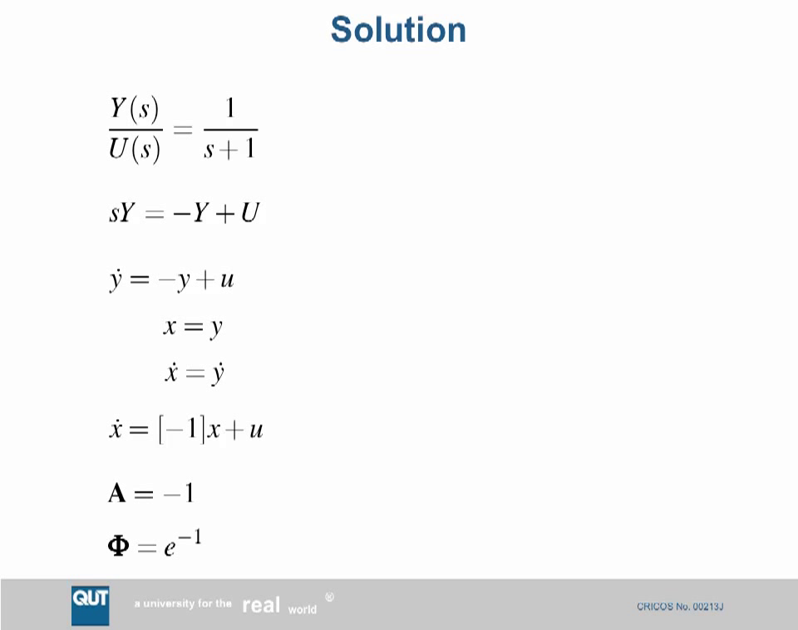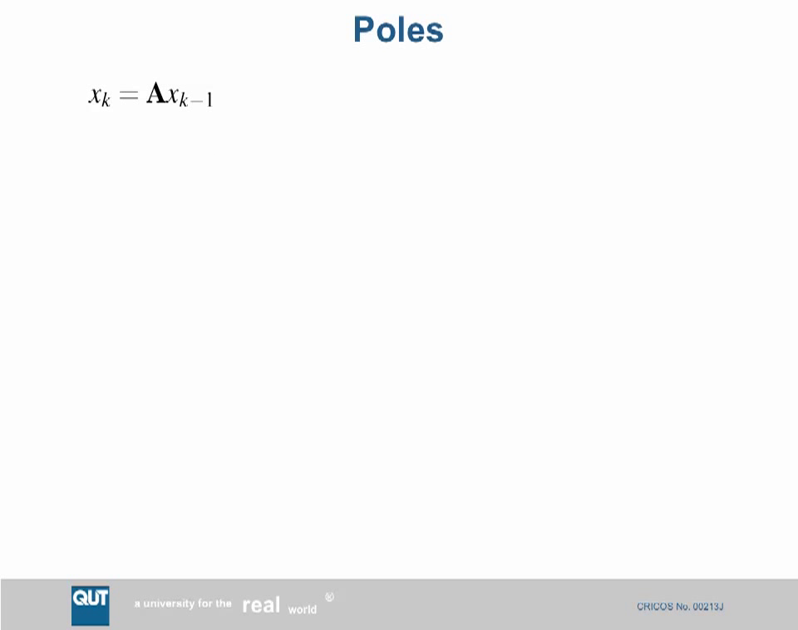And so the discrete time version of that, Phi, is simply e to the minus 1. Is it making any sense? Good.